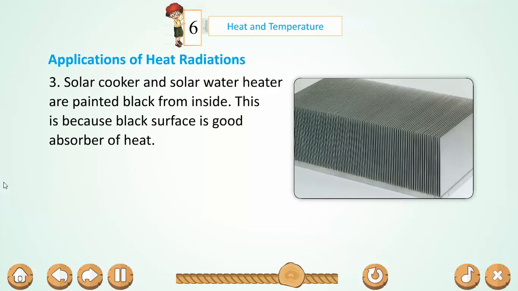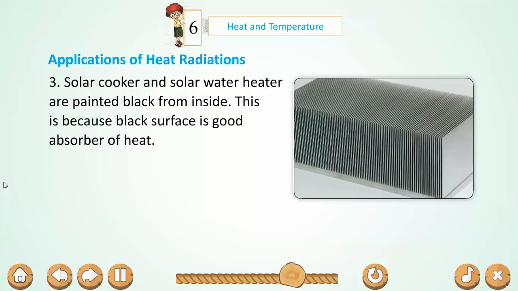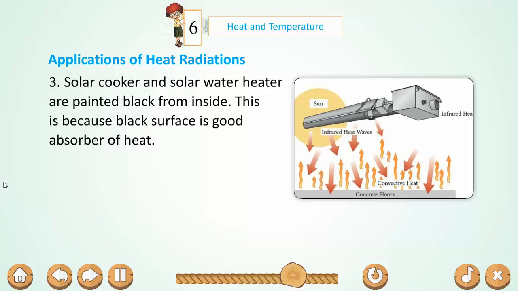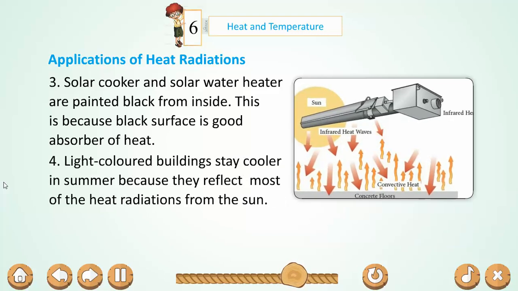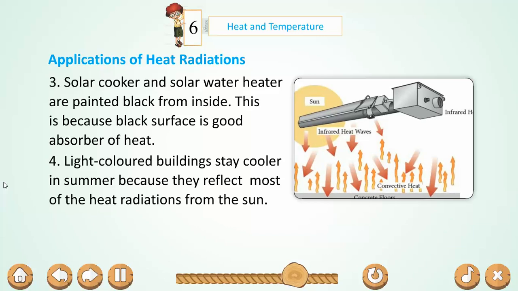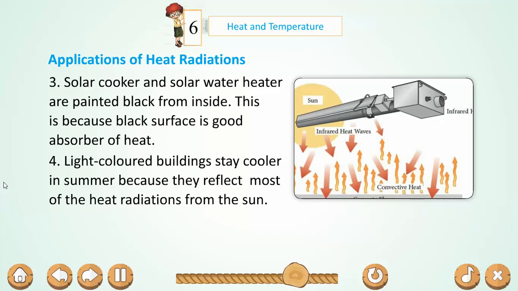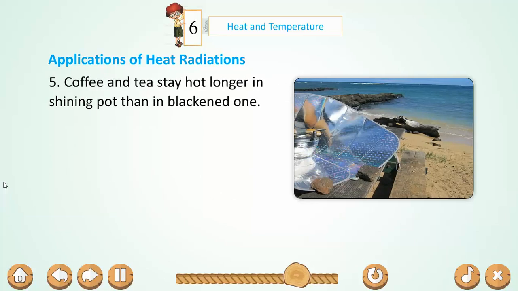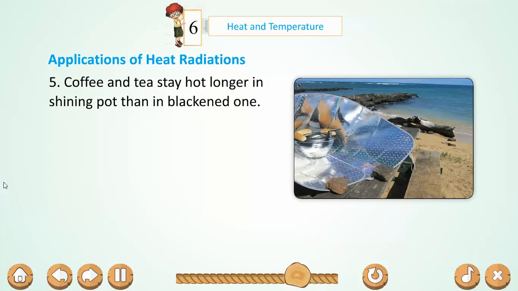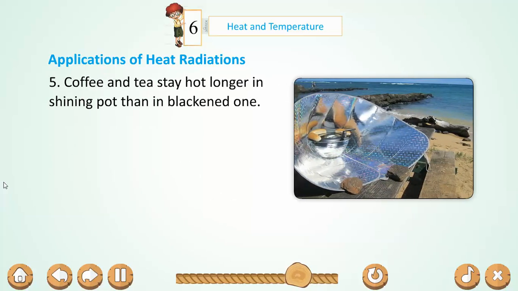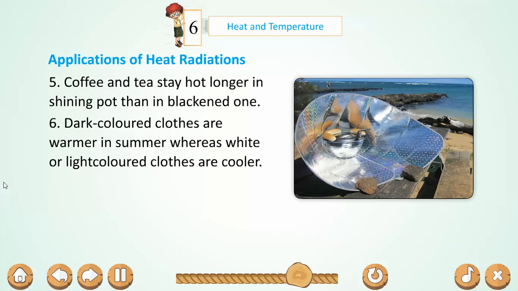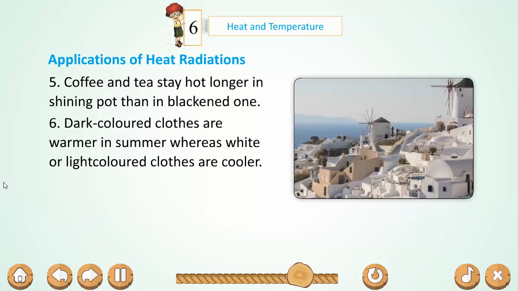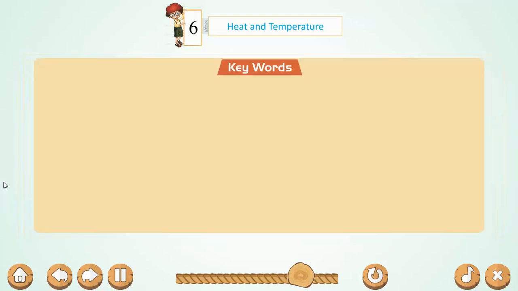Solar cookers and water heaters are painted black from inside. This is because a black surface is a good absorber of heat. Light colored buildings stay cooler in summer because they reflect most of the heat radiation from the sun. Coffee and tea stay hot longer in a shining pot than in a blackened one. Dark colored clothes are warmer in summer whereas white or light colored clothes are cooler.